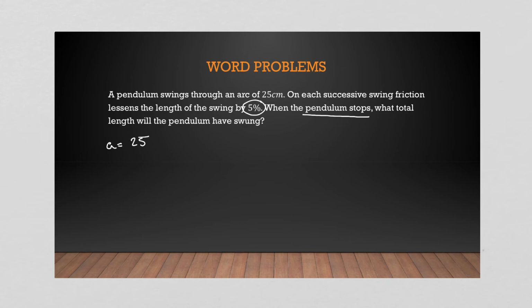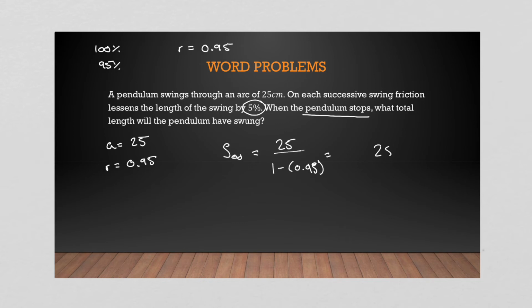But what does that mean? Okay, that means it swings, lessens by 5%, which means if we had a 100% swing, every swing it drops 5%. So R is not 0.05 or 5%, R is 95% because that is how much remains after each swing. So we have an R value of 0.95. And from there, we're done. We use our equation. Sum of this series is equal to A over 1 minus R, which gives us 25 over 0.05, and we get 500 centimeters.